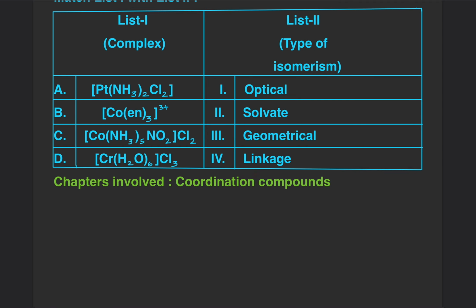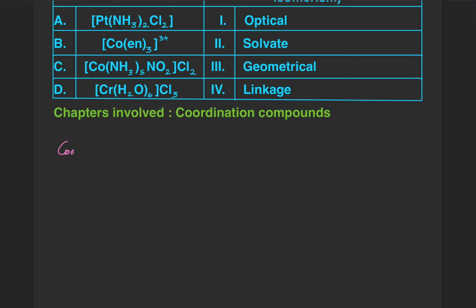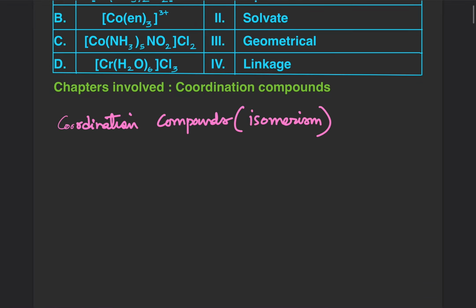So we know that two or more substances having the same molecular formula but different structural or spatial arrangements are called isomers. And coordination compounds show two main types of isomerism, very important. A is structural isomerism, and B is stereoisomerism.